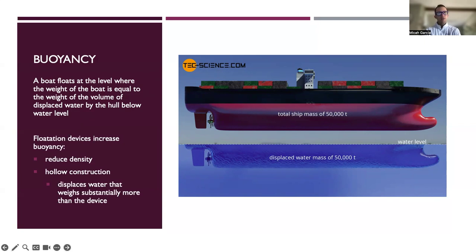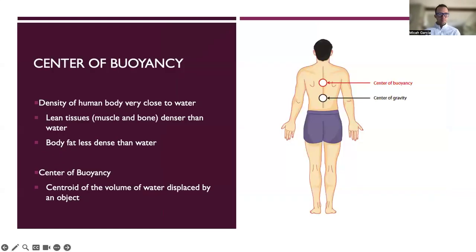First, they can reduce density. And they can do this by having a hollow construction. This hollow construction displaces water that weighs substantially more than the device. So by having air in there, the water is going to weigh more than the air, and that water is going to have a greater density than the air, which means that it's going to help that object float.